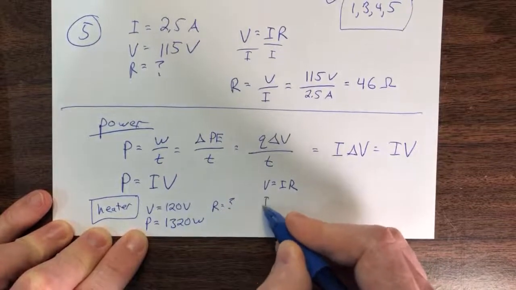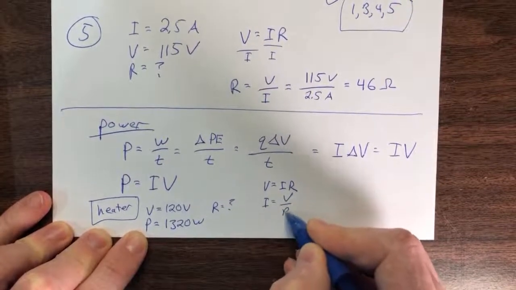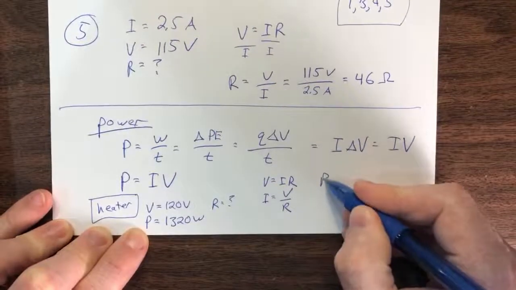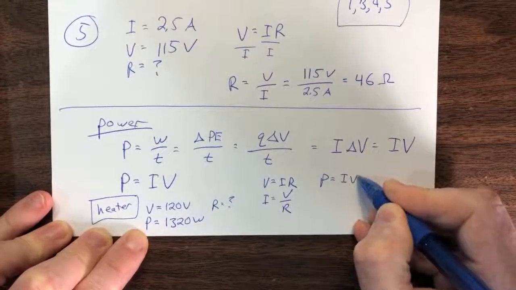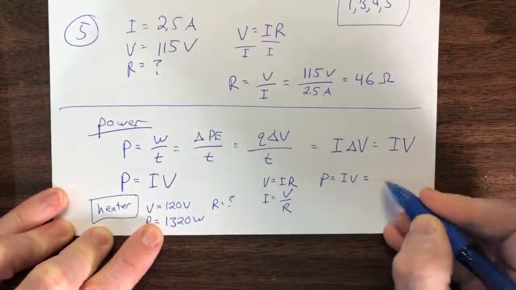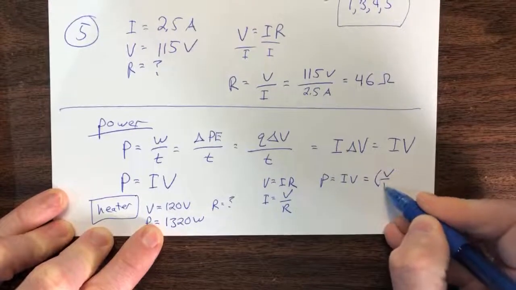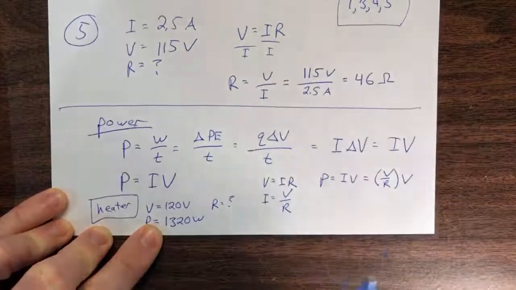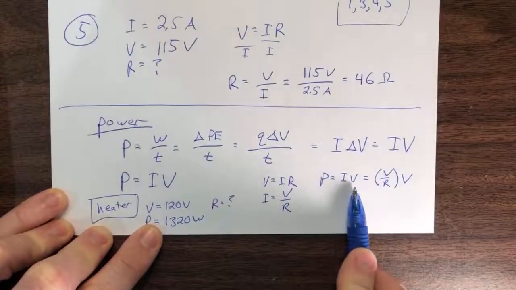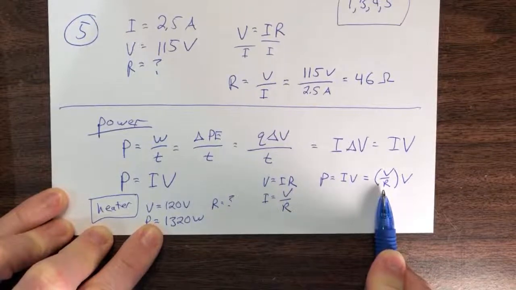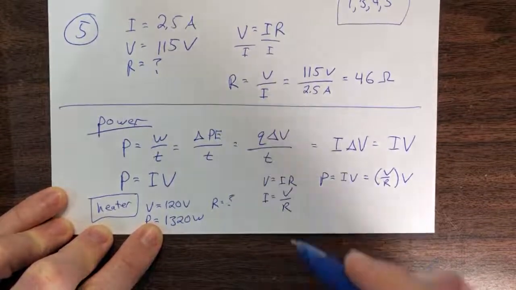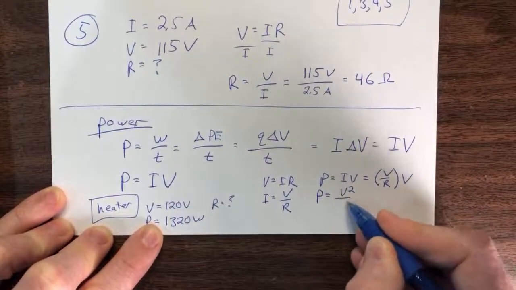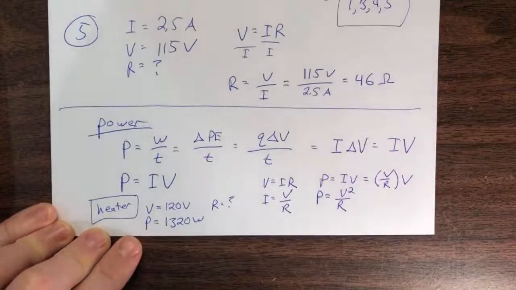So I is V over R, right? Divide both sides by R. And so then if power equals IV, then power equals V over R times V. So power equals IV, this is I equals V over R, and then times V. So another equation for power is going to be V squared over R. There we go. Now we have something that's solvable, right?